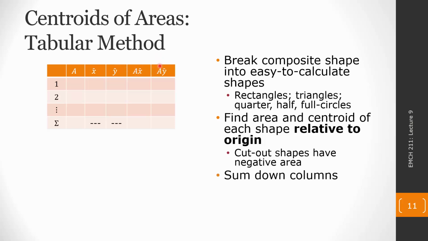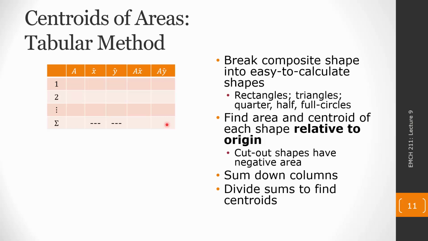Then when we do that for each of the shapes, we're going to sum down the columns. We're going to sum the total area of our shape and then the total of A x tilde and A y tilde. We don't need to sum our x tilde, y tilde. That's not going to provide us any information. So by summing down the columns, we find the summation of all the A x tildes for every subshape and A y tildes for every subshape.